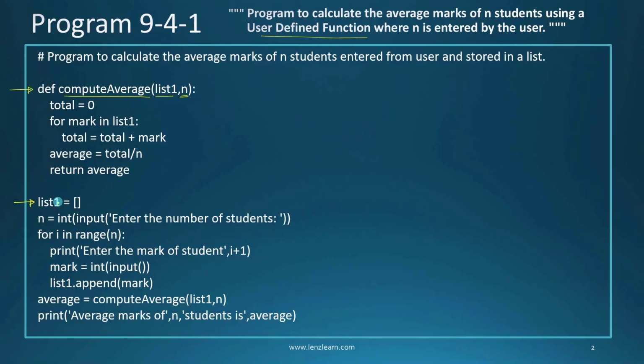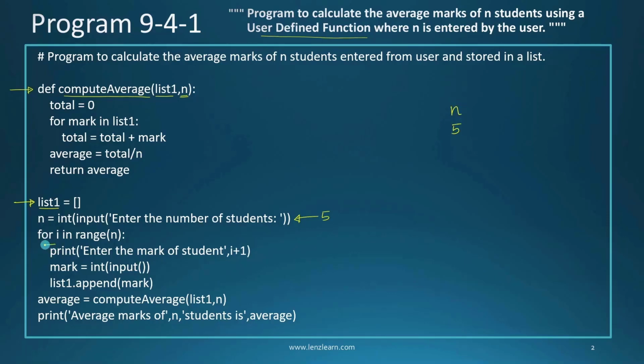There I am creating a new empty list. So there is no value right now available inside list 1. After that, the user will be asked to enter the number of students. For example, if I enter 5, the variable n will have value 5.